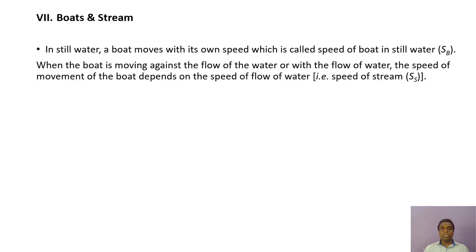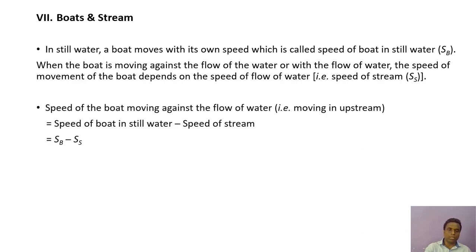Then another concept is speed of stream. Whatever is the speed of flow of water is called speed of stream. Now we will consider the first case, speed of boat moving against the flow of water. In the relative motion concept we have studied, when two bodies are moving against each other, here the two bodies are the boat and the stream. If they are moving against each other, then we subtract the two speeds.